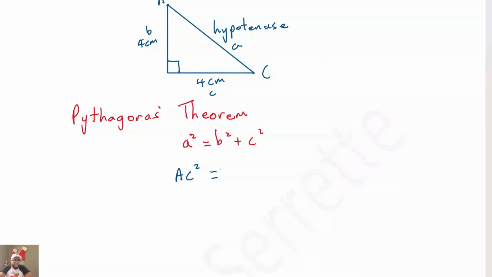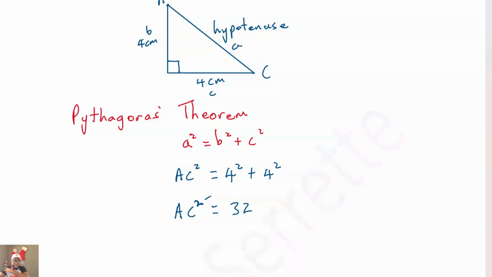So AC squared is equal to B. What are we calling B? B is 4, so 4 squared, plus C, 4 squared. So AC squared is equal to 4 fours are 16 plus 4 fours are 16. 16 plus 16 is what? 32.